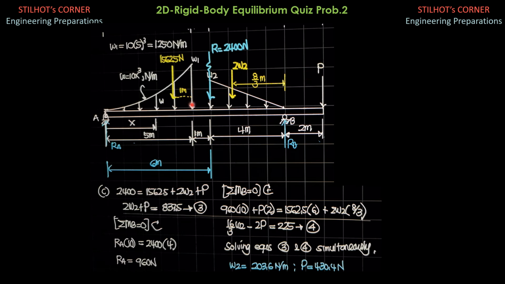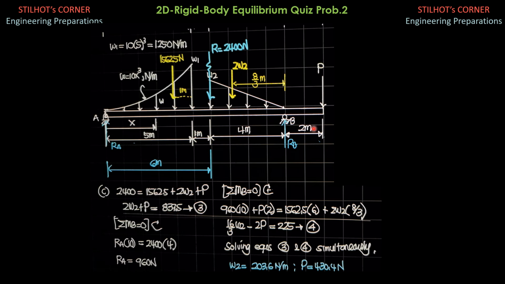So solving for RA, because the loading system, though we have unknowns here, may be represented by the single resultant force, and its line of action is 6 meters from A, so 4 meters from B. So take note that the magnitude of the resultant is 2400, and it is the sum of 1562.5, 2W2 and P. So setting up the first equation, 2W2 plus P equals 837.5, call that equation 3.